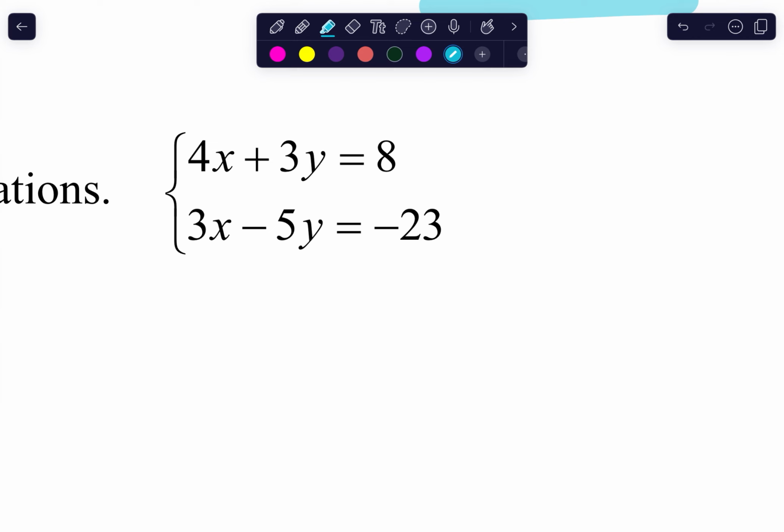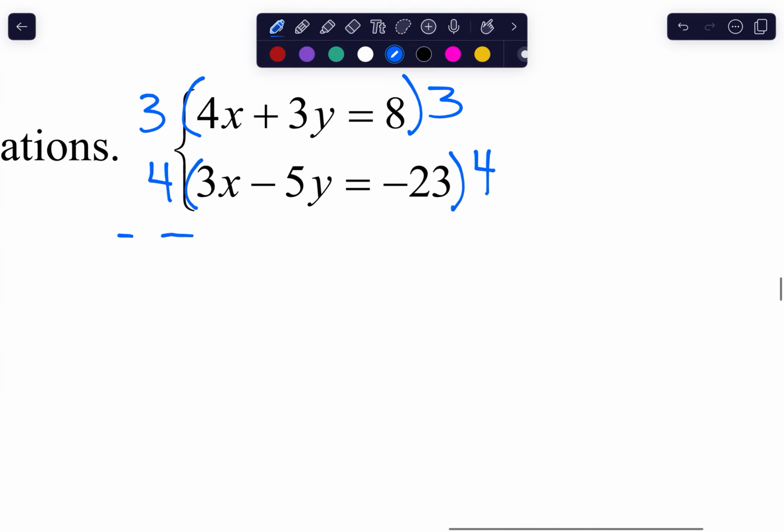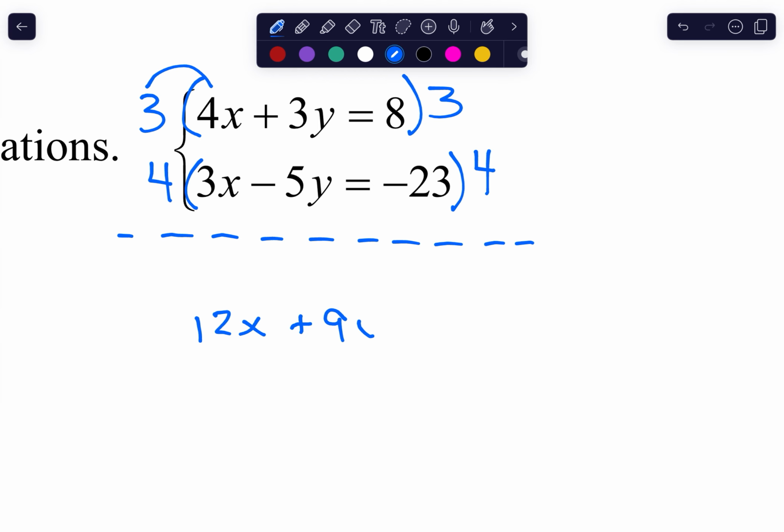So what I'm going to do for this one is I'm going to get my x numbers to be the same. So the easiest thing you can do to get them to be the same is just multiply them together. So since my top equation is a 4 and my bottom one's a 3, I'm going to multiply my top equation by 3. And since my bottom equation is a 3 and my top one was a 4, I'm now going to multiply that one by 4. So basically it's just like we're multiplying them together. But now I have to rewrite both equations. So if I distribute my 3, I get a 12x plus 9y equals 24.